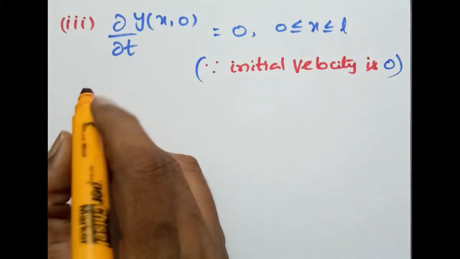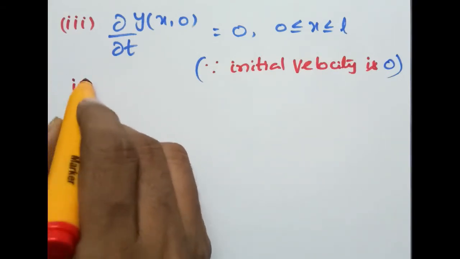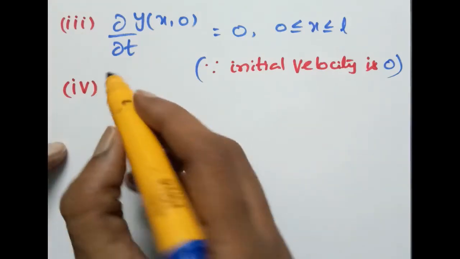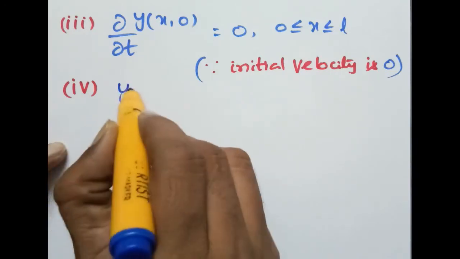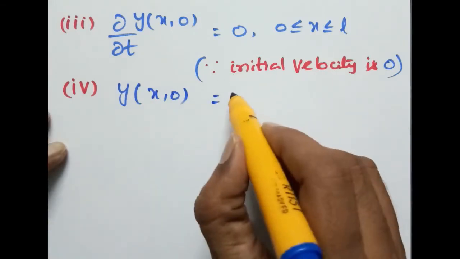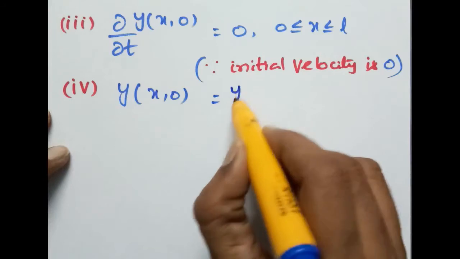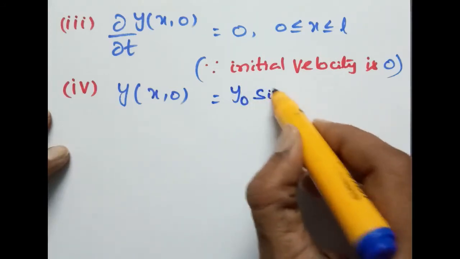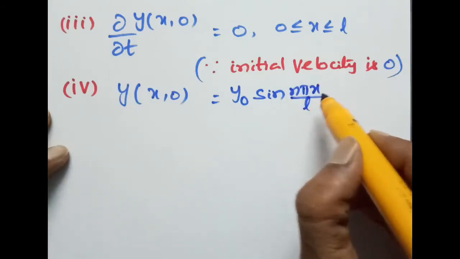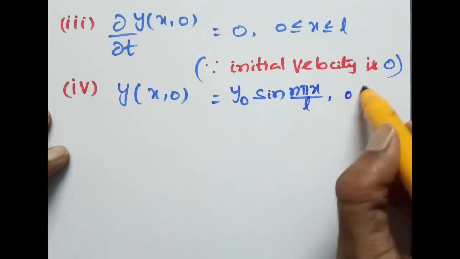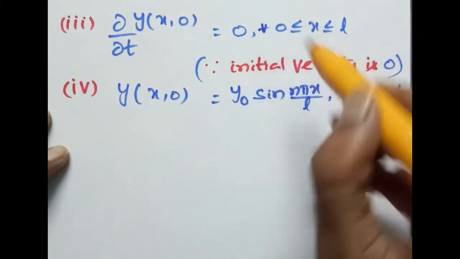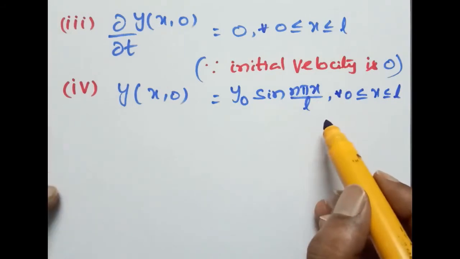Condition number 4: initial displacement in the string, y of x comma 0, is equal to, it is given that, y naught sine n pi x by L for all 0 less than or equal to x less than or equal to L. This is condition number 4.